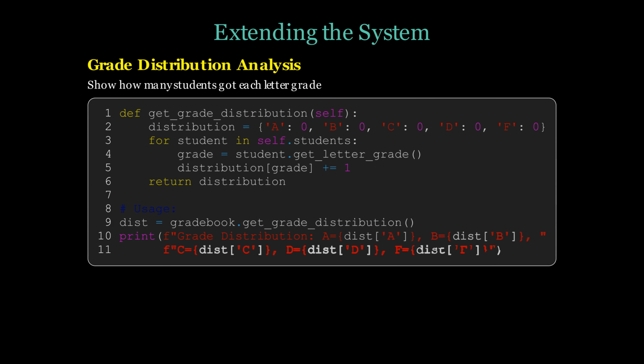Second extension. Grade distribution analysis. This method creates a dictionary to count how many students received each letter grade. It initializes counters for A through F at 0. Then iterates through all students, getting their letter grade and incrementing the appropriate counter. The result shows the distribution. Maybe 2 A's, 1 B, 1 C, and so on. This helps teachers understand overall class performance at a glance and identify if the class is struggling or excelling.